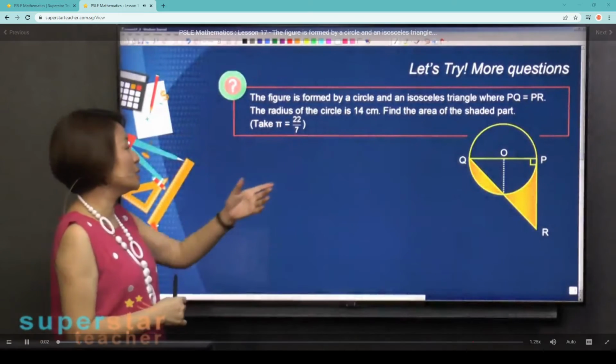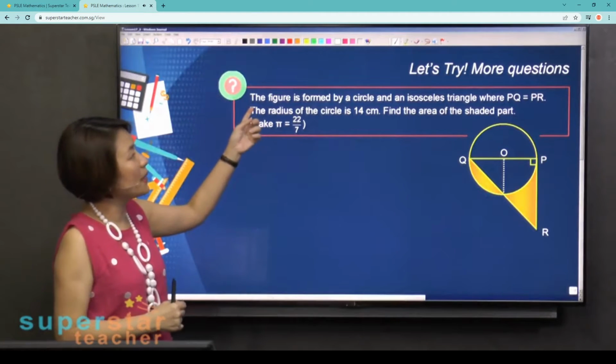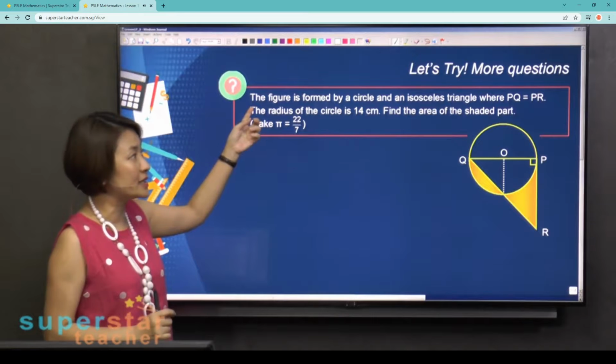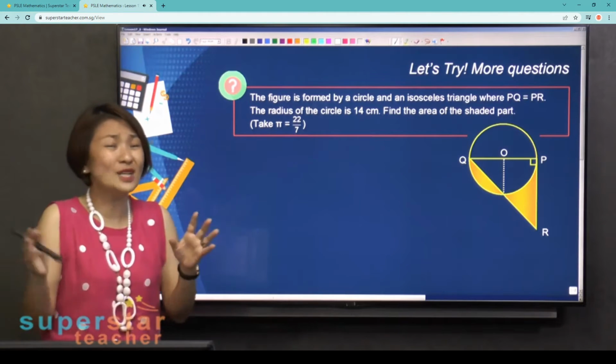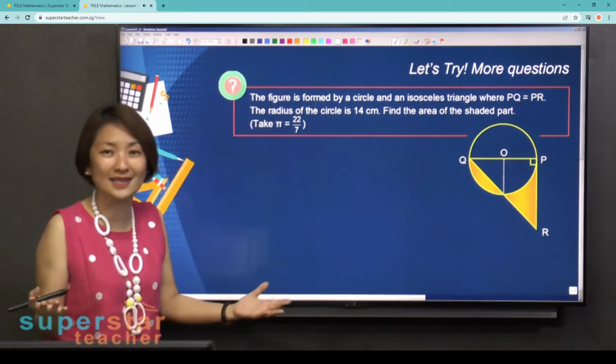Okay, let's move on and look at this figure. The figure is formed by a circle and an isosceles triangle where PQ is equal to PR. So as I read, I will look at the figure, because there's really no point reading the whole question and then not knowing what they're talking about, okay?